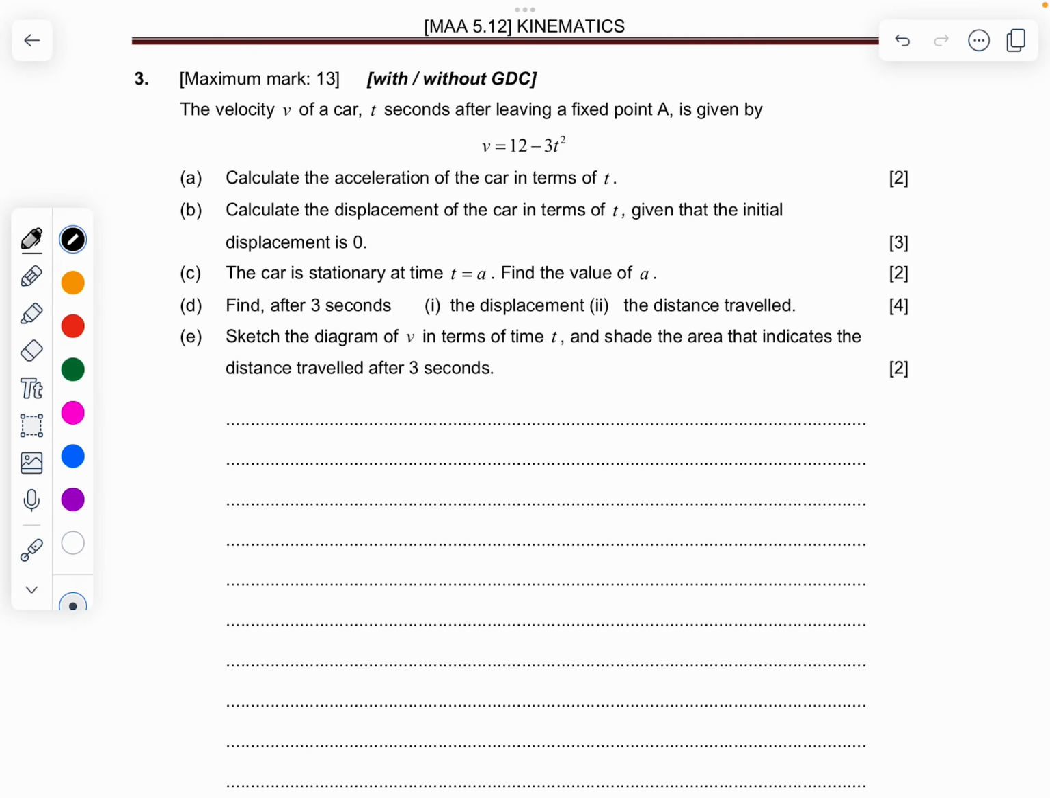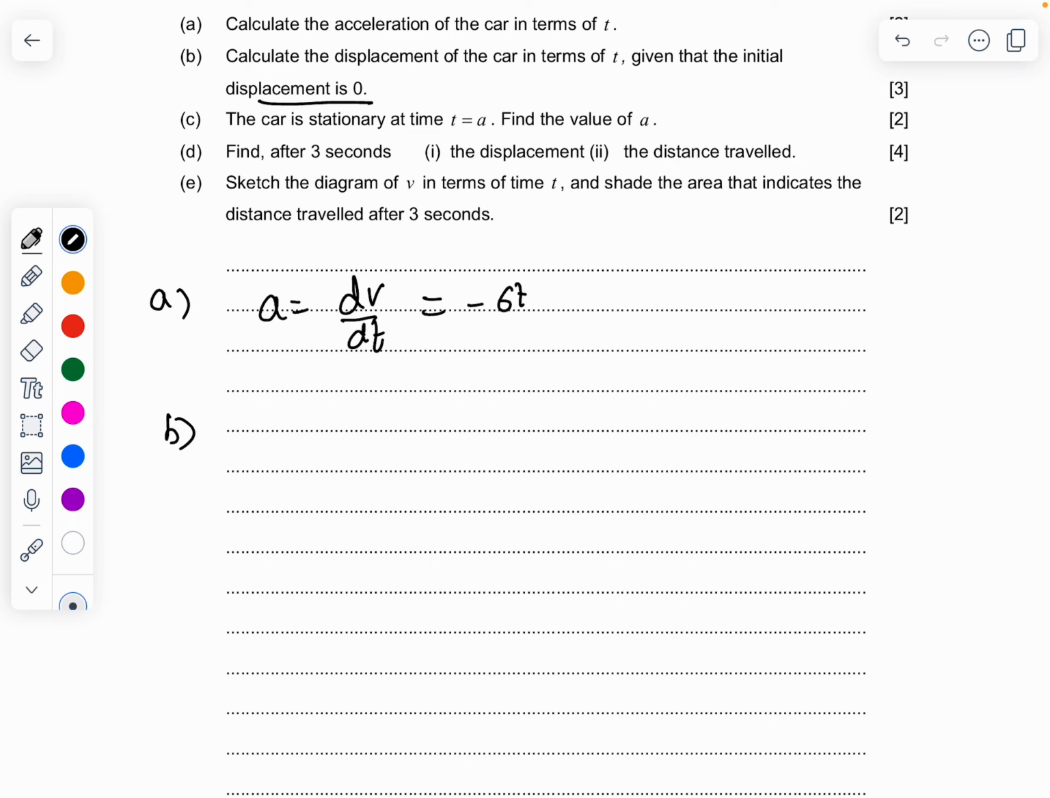Now, question number 3. The velocity v of a car t seconds after leaving a fixed point A is given by... find the acceleration in terms of t. So, acceleration equals dv upon dt, which is minus 6t. Calculate the displacement given that the initial displacement is 0. So, s equals the integral of v dt, which is minus t cube plus 12t plus c.